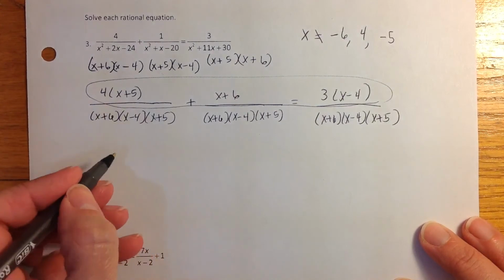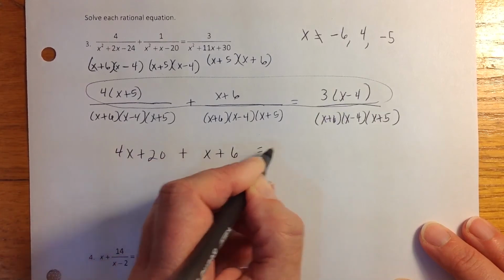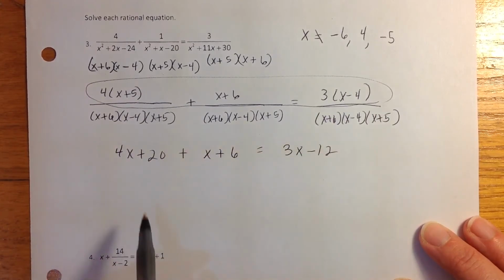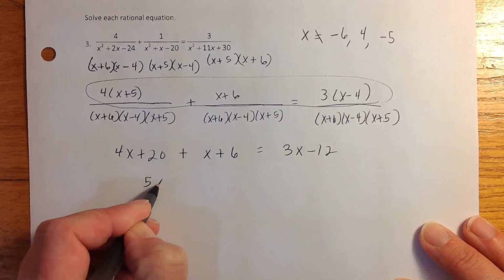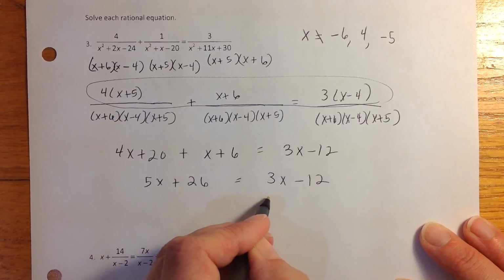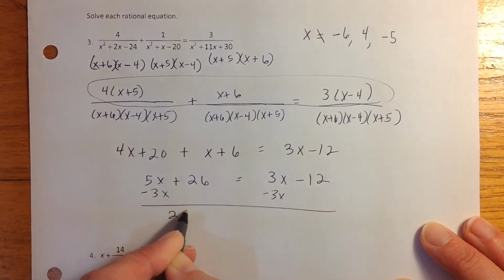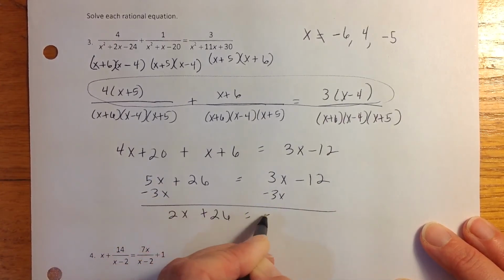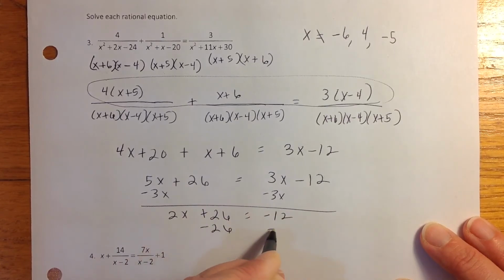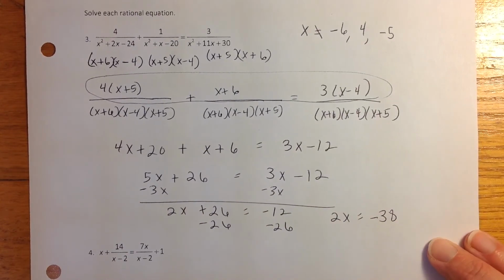So I'm going to distribute 4x plus 20 plus x plus 6 equals 3x minus 12. I'm going to combine like terms, so I get 5x plus 26 equals 3x minus 12. This is a linear equation because I see no power, so it simply means put your x's to one side. So 2x plus 26 equals negative 12. I'm going to subtract my 26. I get 2x equals negative 38. I'm going to divide and get x is negative 19.